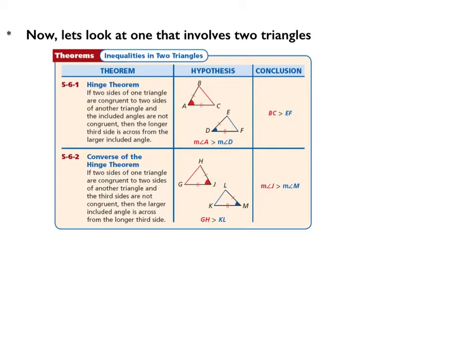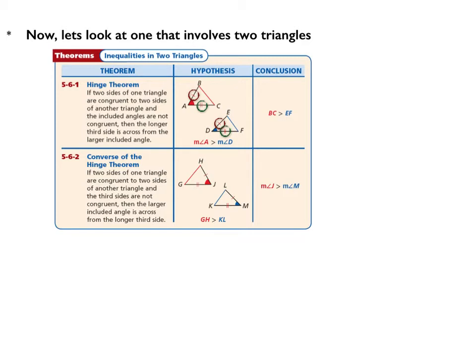Now let's look at one that involves two triangles. You're going to see it's basically the same thing we just looked at, but with two triangles involved. You'll see here that sides AB and DE are congruent, and sides AC and DF are congruent. So what we need for this theorem is two pairs of congruent sides on two different triangles. The given piece of information is that the measure of angle A is greater than the measure of angle D. Angles A and D are the included angles.